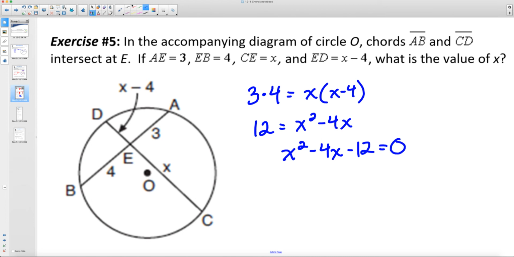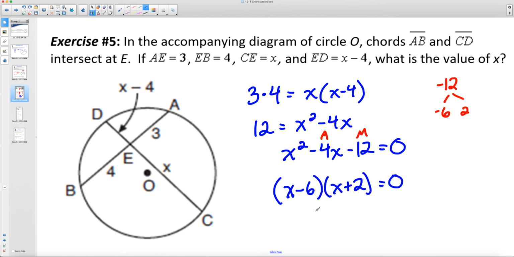We need to factor. We need to ask ourselves what two factors multiply to negative 12 but add to negative 4. That's going to be negative 6 and a positive 2. Negative 6 times 2 is negative 12. Negative 6 plus 2 is negative 4. So this factors to be x minus 6, x plus 2, set equal to 0.